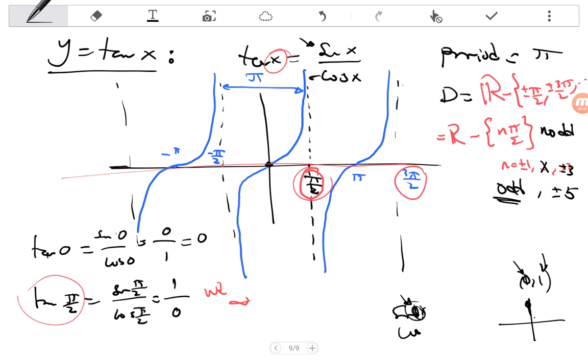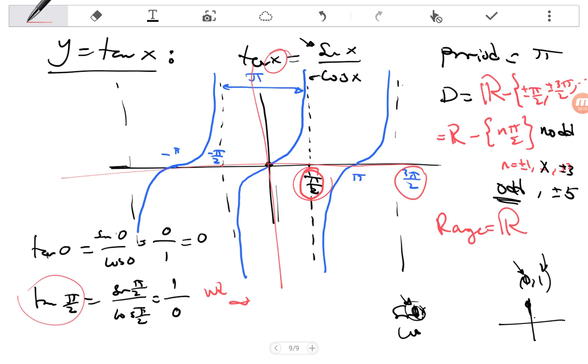What about the range? Yes, it is R. We look at the y-axis to see if there is a gap. No, all the values are contained in the range. So the range will be all R.